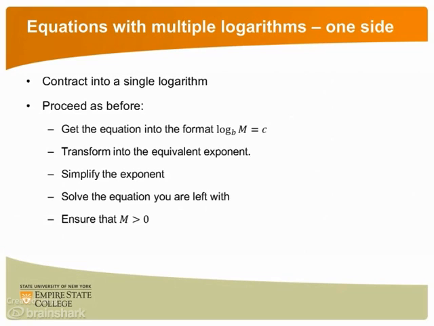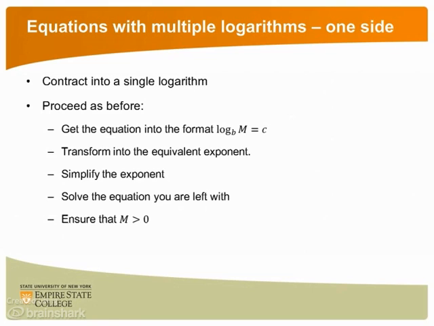There are 2 cases. Either the logarithms are on one side of the equal sign, or they are not. First, we consider the case where the logarithms are all on one side of the equal sign. First, we want to contract the logarithms into a single log. Then we proceed as before. Make sure the logarithm is in the proper format. Rewrite as the equivalent exponential equation. Simplify the exponent. Solve appropriately. Check that our answer results in positive values for all variable expressions.